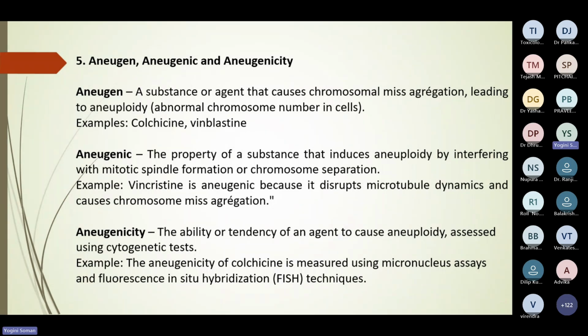Again, for example, vinblastine or vincristine is aneugenic because it disturbs microtubule dynamics and causes chromosome missegregation. Then aneugenicity. It is the ability or tendency of an agent to cause aneuploidy, that is, abnormal chromosome number in the cell, which is again assessed by cytogenetic tests. The micronucleus test and fluorescence in situ hybridization are the two techniques used to determine the aneugenic potential of the test item. Here I have given the example of colchicine.